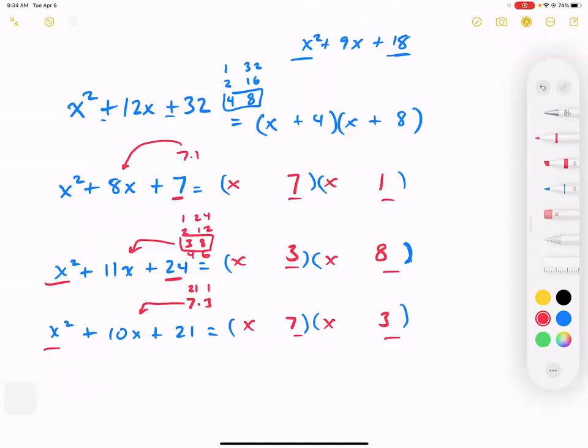So we see which numbers work. Now making sure to get the right sign is the next hard part. Since these are plus plus, a positive positive, positive positive, and positive positive stays positive. Now if you wrote these backwards, if you wrote x plus 1 and x plus 7, 100% okay. It's the same answer. If you wrote x plus 8 and x plus 3, that's 100% okay. If you wrote x plus 3 and x plus 7, 100% again okay.